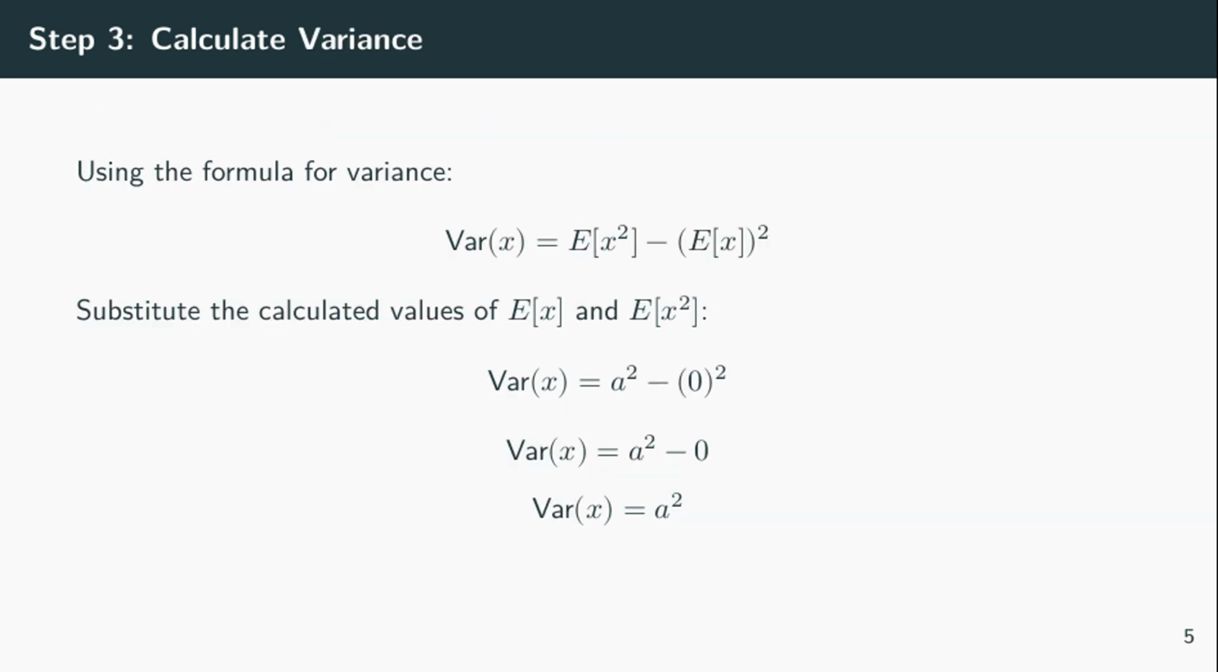Now step 3. Let's calculate the variance using our formula. Remember, the variance of x is E of x squared minus the square of E of x. Var of x equals E of x squared minus the quantity E of x, squared. We just calculated E of x squared to be a squared and E of x to be 0. So var of x equals a squared minus the quantity 0 squared. 0 squared is just 0, so var of x equals a squared.